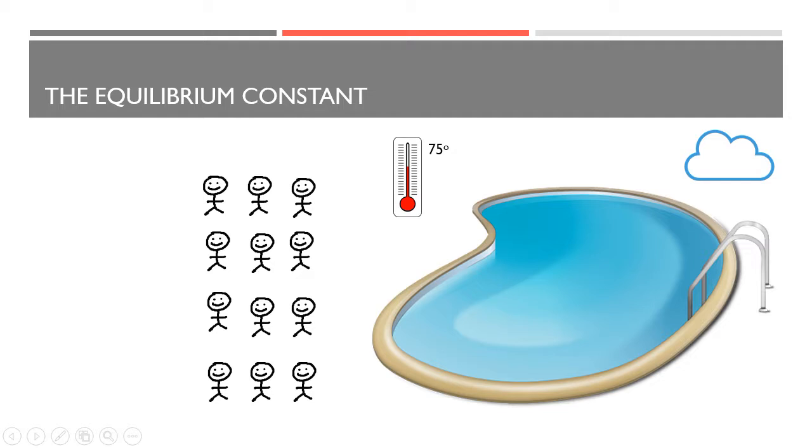We're going to take a look at a cooler day and just compare. So this is a cooler day. We have 75 degrees Fahrenheit. It's a little bit cloudy. Maybe not as many people want to go in the pool. But let's take a look at the reaction.